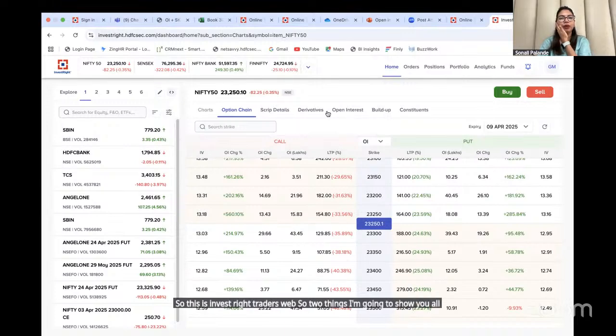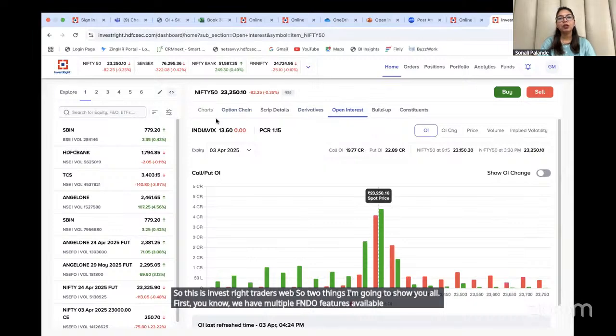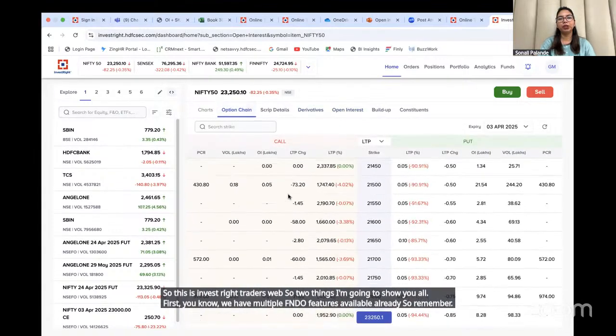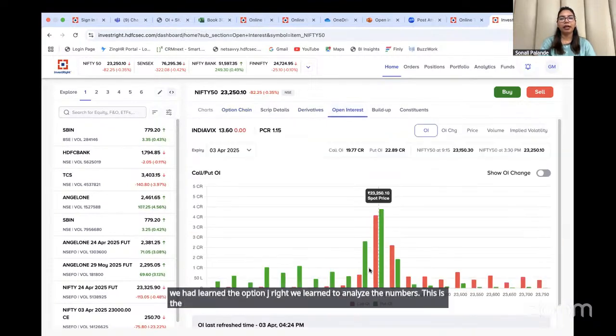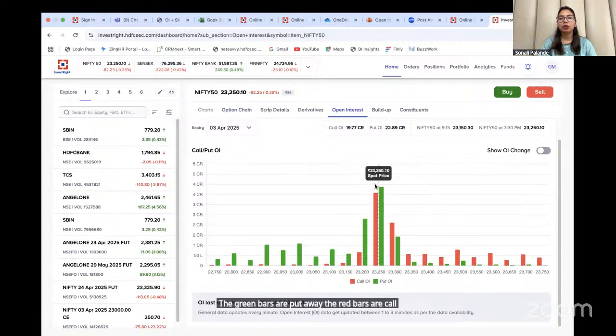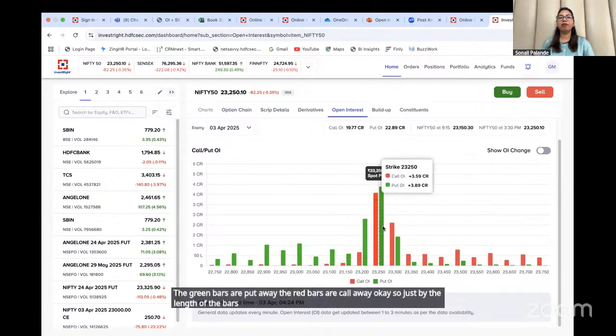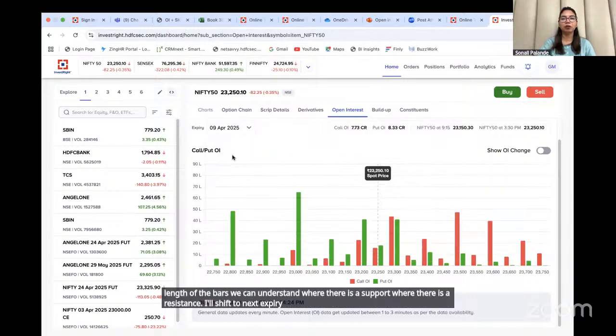First, we have multiple F&O features available already. So remember we had learned the option chain, right? We learned to analyze the numbers. This is the shortcut for that concept. Okay, here in the open interest, we can get the graphical representation of the open interest that was shown in the option chain. If you can see, the green bars are put OI, the red bars are call OI. Just by the length of the bars, we can understand where there is a support, where there is a resistance. I'll shift to the next expiry so that it will be easy for us to understand.